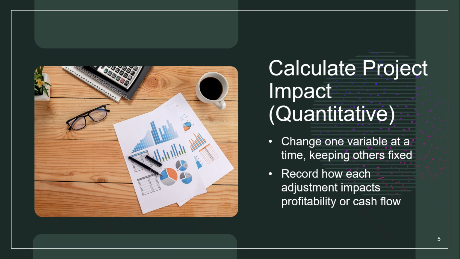To calculate the impact, we're going to adjust each variable individually within those set ranges. For example, as we mentioned, if we reduce the sales volume to 7,000 units, how does the profit change? Or if our labor costs increase by, let's say, 10%, how does that affect our cash flow? Doing this clarifies how each factor influences our project's outcome.